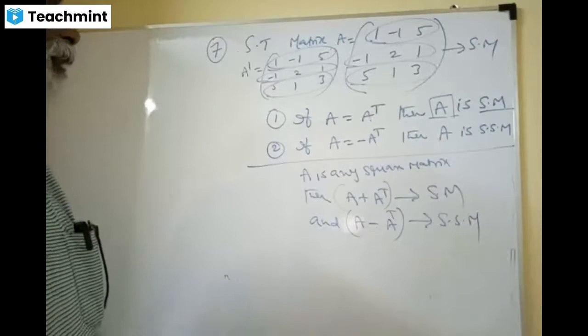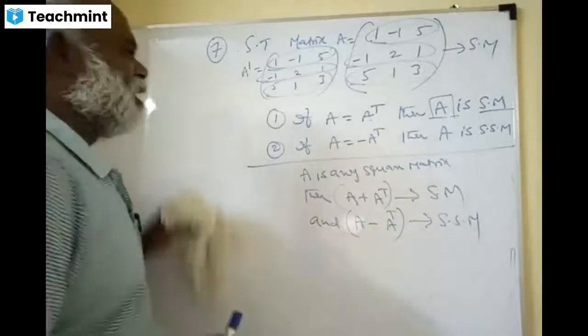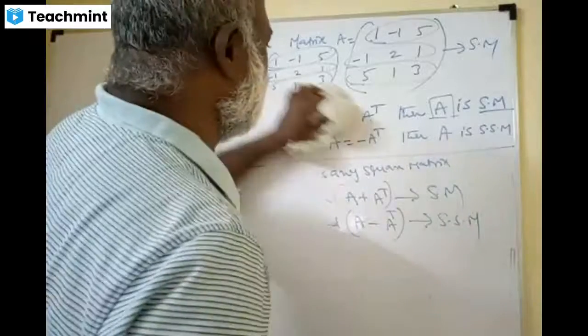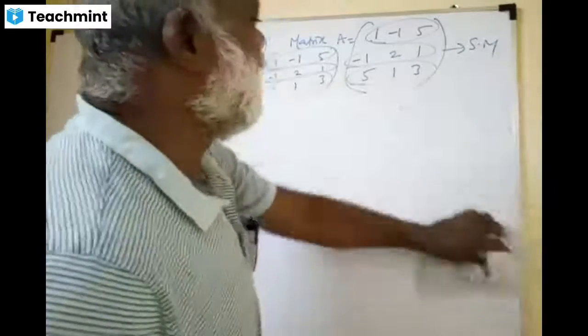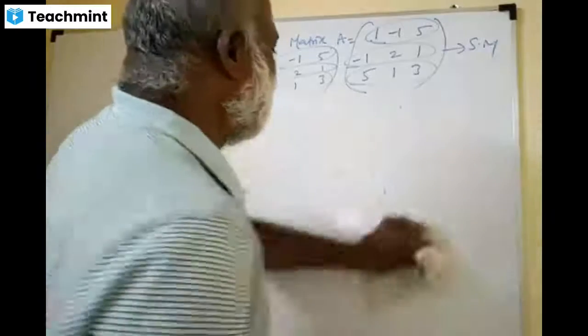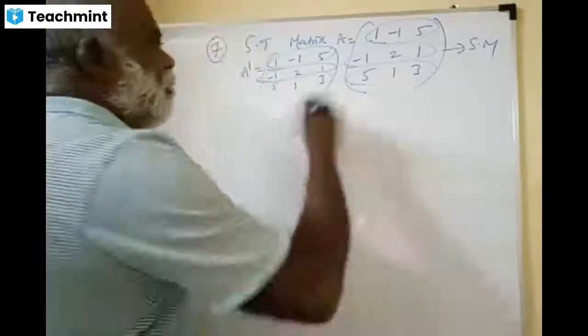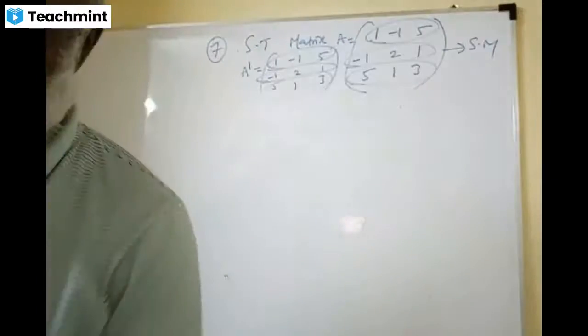So this is such a simple rule. Second question is there. You have to prove that A equal to minus A transpose. Then we say A is a skew symmetric matrix. I hope it's clear.